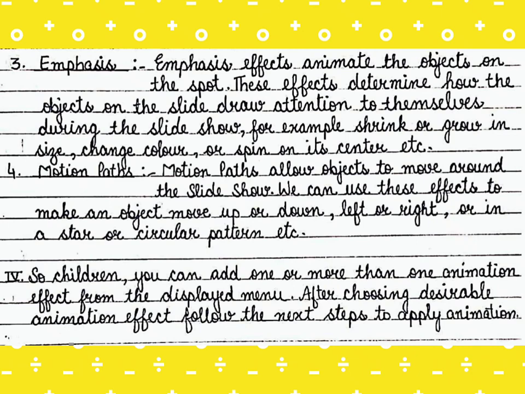Number 3. Emphasis. Emphasis effects animate the objects on the spot. These effects determine how the objects on the slide draw attention to themselves during the slideshow. For example, shrink or grow in size, change color, or spin on its center, etc.